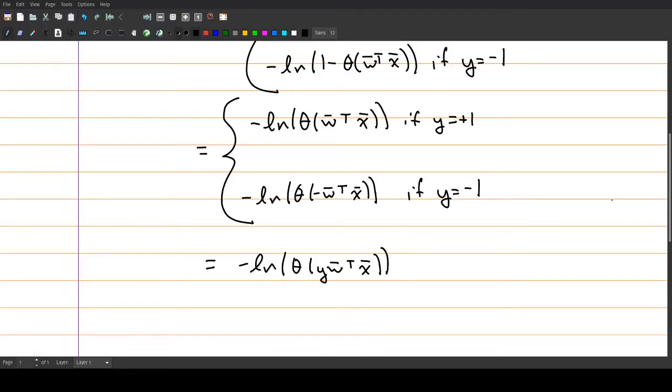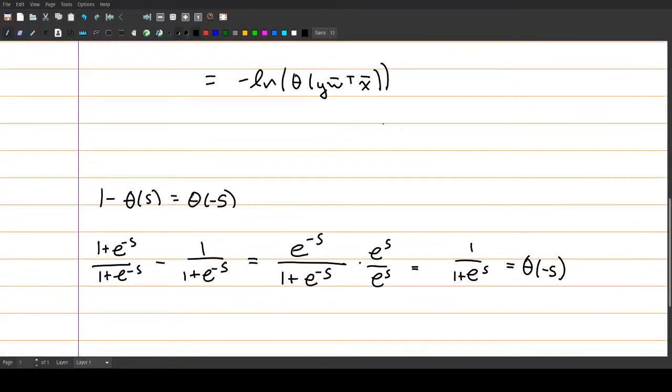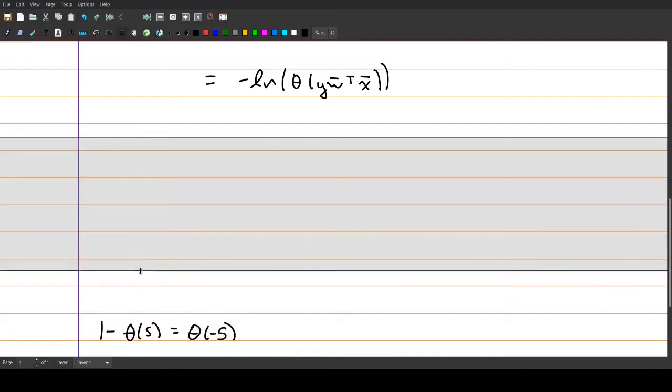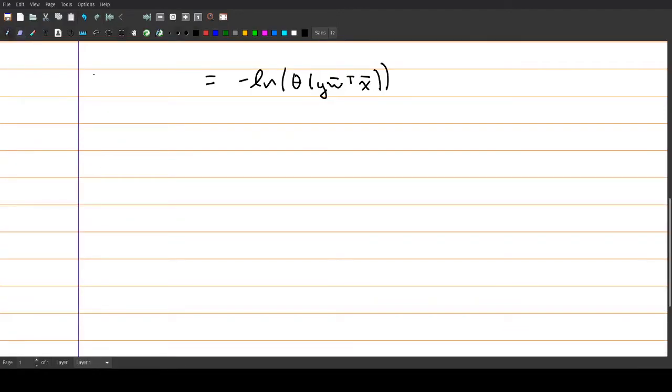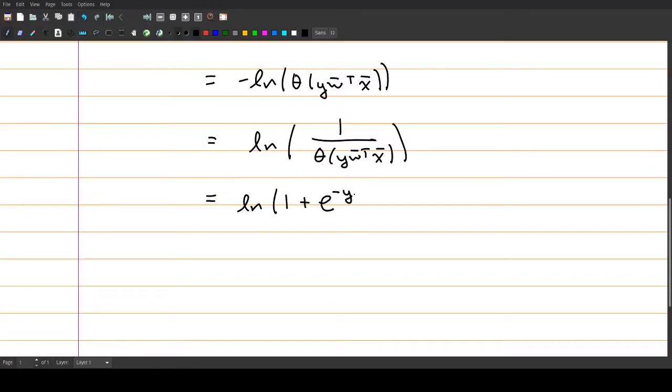Okay. All right. And we can go even further. We can use the property of natural logs about shoving exponents in. So I'm going to take this exponent of negative 1 and push it inside. So this becomes natural log of the reciprocal of theta of y w transpose x. And this is the same thing as natural log of 1 plus e to the minus y w transpose x.